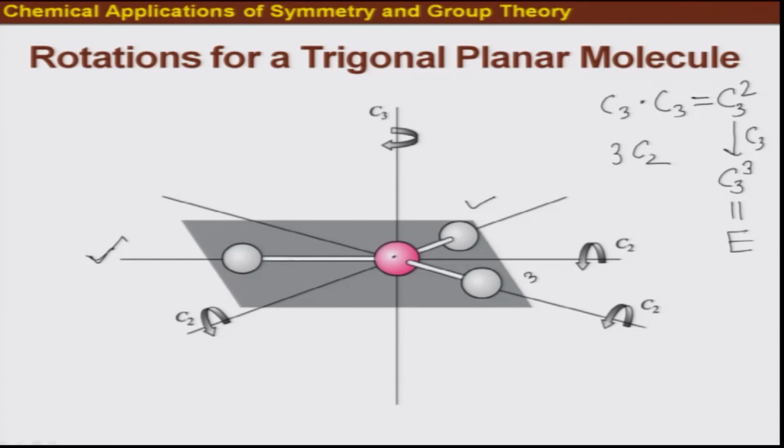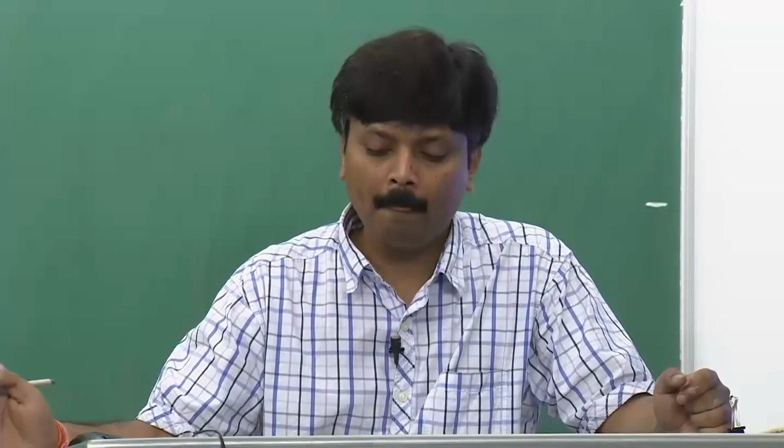So in this particular case, what we learned is that a molecule may have more than one type of proper axis of rotation, and here particularly we see that the molecule has C3 as well as C2. It's also not necessary that this C3 and C2, that is, two different axes of symmetry, will be coinciding.